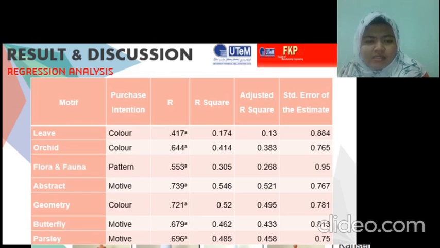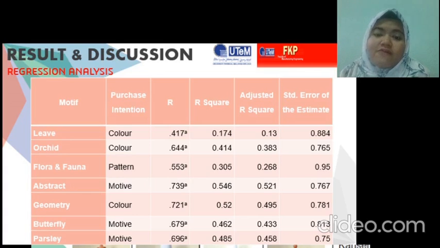And then lastly is paisley. The R value is 0.696, and it means that most buyers prefer to buy batik products based on the color of the product rather than looking for the motif and pattern.